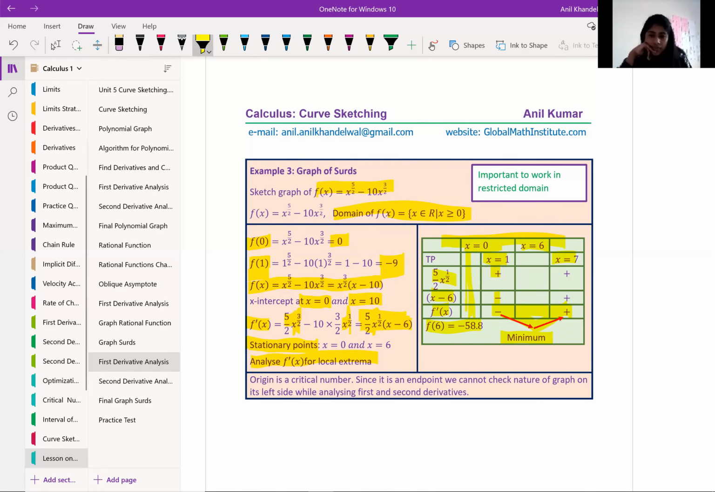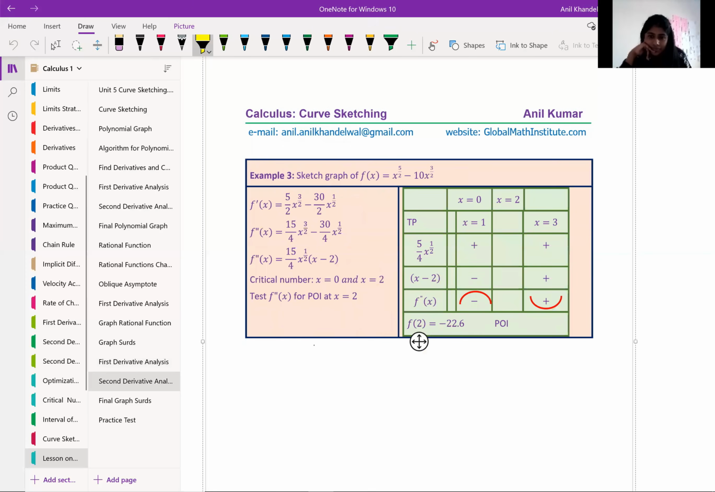Is that clear? Now, once you have the first derivative, use this form, which is not a factored form, to find the second derivative. So we have the first derivative in standard form, not the factored form, correct? From here, find the second derivative, but factor the second derivative to analyze. And again, we get two critical numbers, which are at 0 and 2.